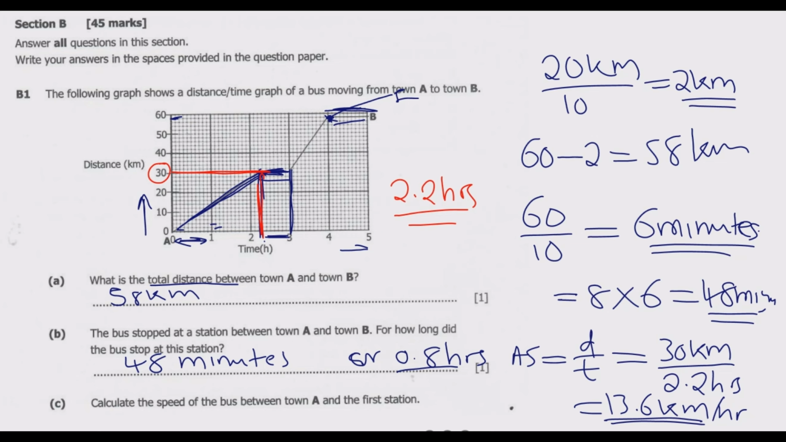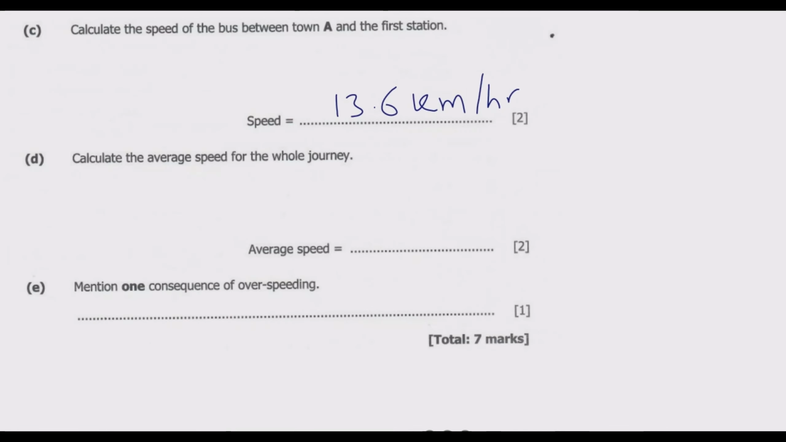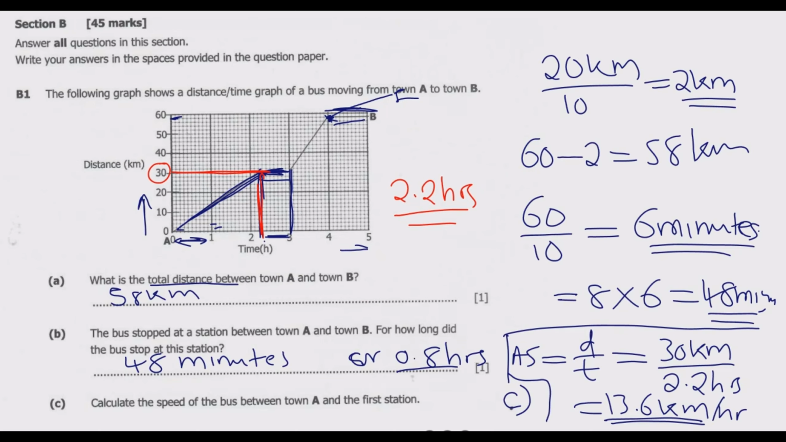That's question C. We move to D. Calculate the average speed of the whole journey. For the whole journey, again, we need to find the speed, which is distance over time. The total distance covered is 58 kilometers. Then what's the total time taken for the whole journey? The whole journey ends at this point, which is 4 hours.